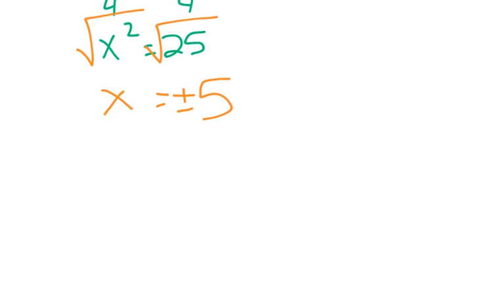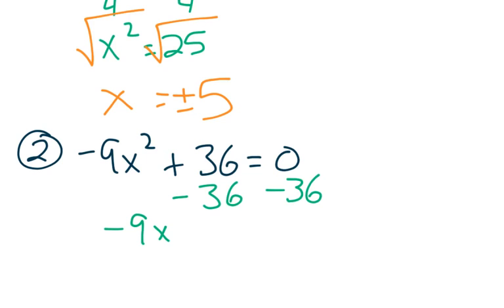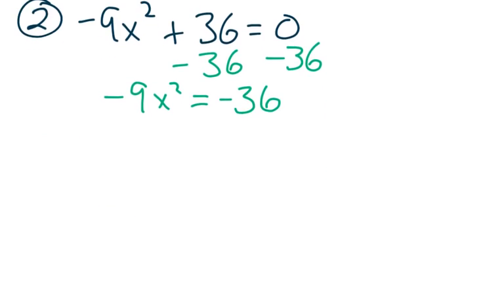Let's try another one here. Number 2. Let's go with negative 9x squared plus 36 is equal to 0. Same thing, we've got to get x squared by itself. We'll do that by first subtracting 36. So we've got negative 9x squared is equal to negative 36. We'll get rid of the negative 9 by dividing. We've got x squared is equal to positive 4, because negative divided by negative is a positive.